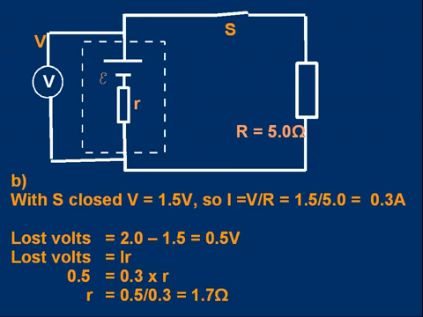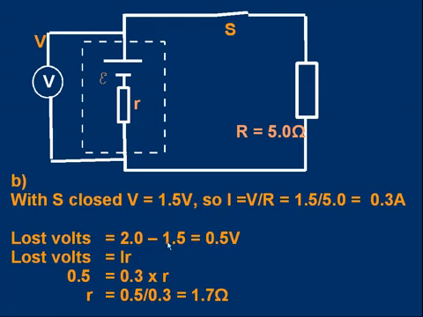However, the next part of the question is a bit harder. We close the switch. We have to find a way of working out the internal resistance. The first step is to find the current in the circuit. So with the switch closed, the voltage drops to 1.5 volts, and that's the same voltage as the voltage across the 5 ohm resistor. So we can work out the current through the 5 ohm resistor. I is V over R, 1.5 volts over 5 ohms. It's 0.3 amps.